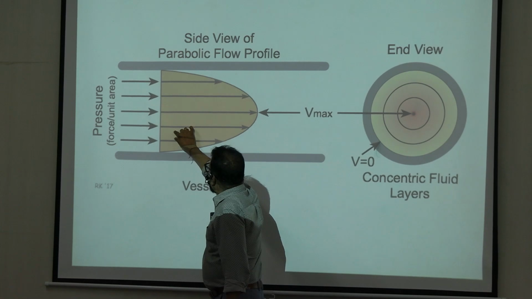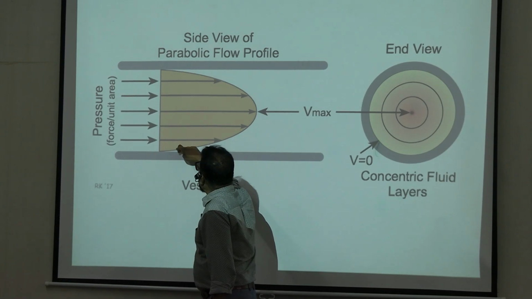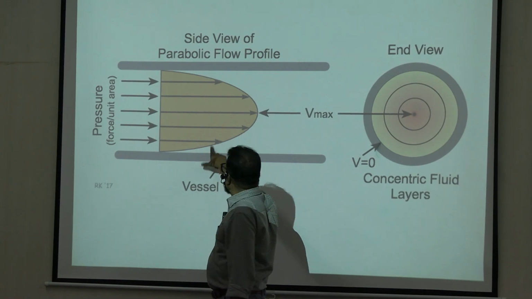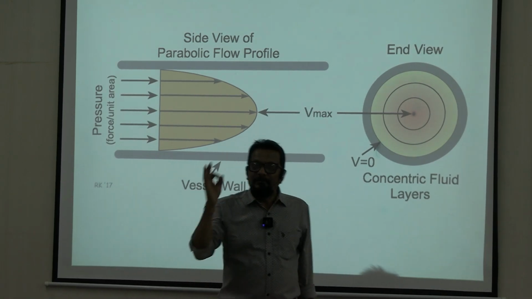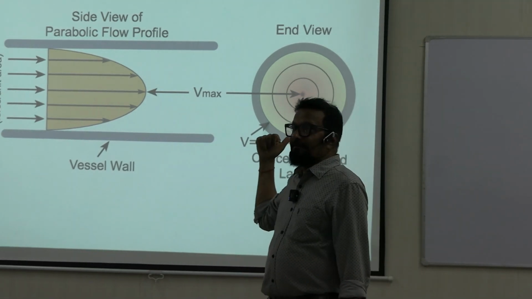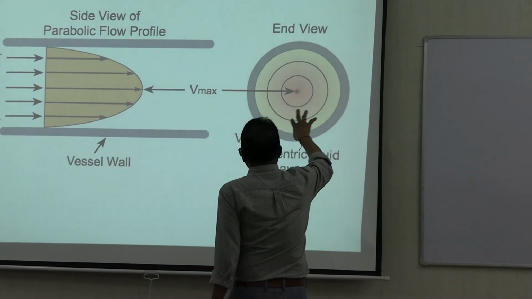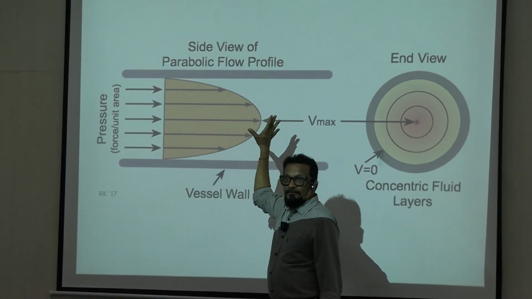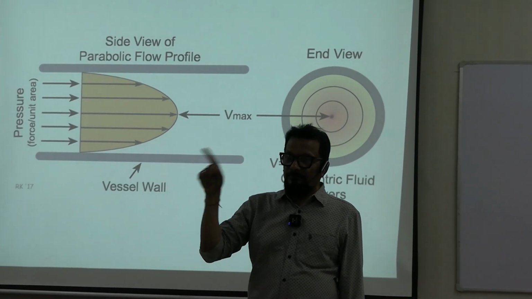Whereas for this layer, which is partially moving, friction is relatively less. So its movement and flow will be relatively faster. And the central layer will have minimum resistance. As a result, it will proceed ahead of the others. So the central layer moves fast, and the other layers move slower. As a result, this parabola is formed.